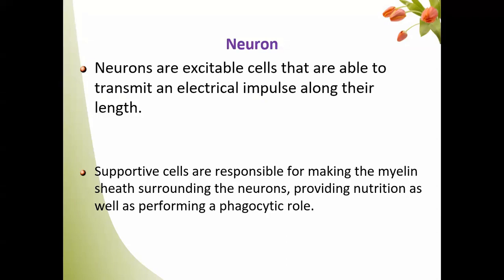And with the neurons, we also have some supporting cells. The supporting cells are responsible for making the myelin sheath. When we are studying about the structure of the neuron, we will study about the myelin sheath. So these supportive cells are responsible for making the myelin sheath, and also they are providing nutrition and some phagocytic roles or phagocytic activities. So the supportive cells have three main functions: providing nutrition, supporting the neuron, and phagocytic roles.